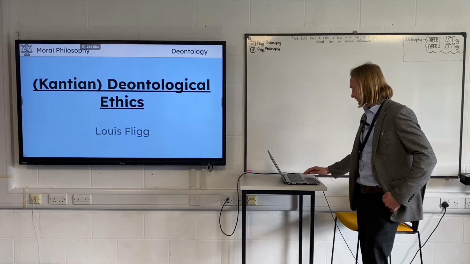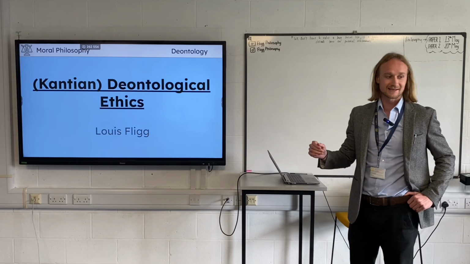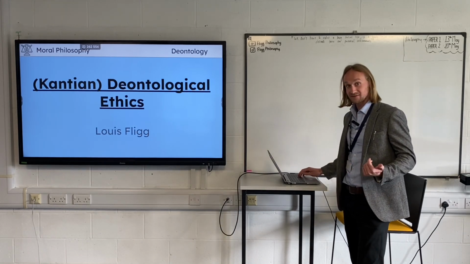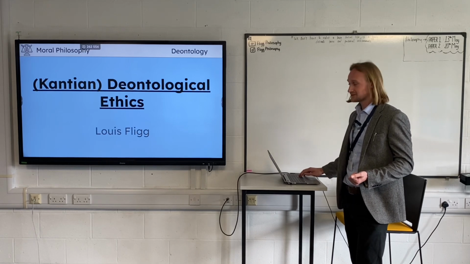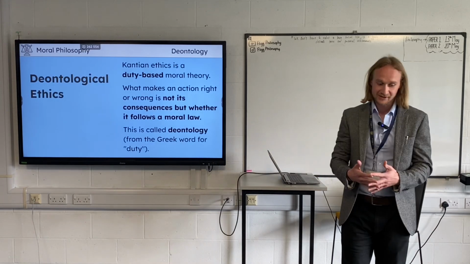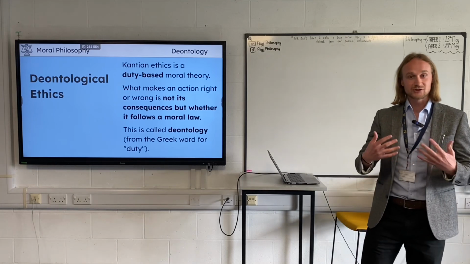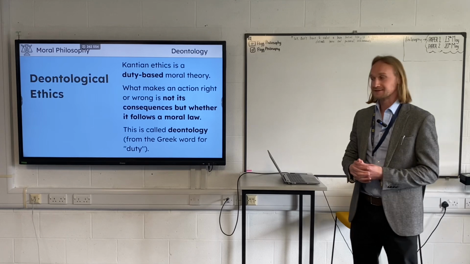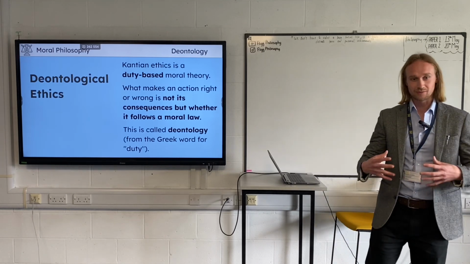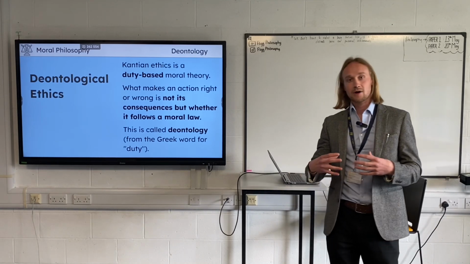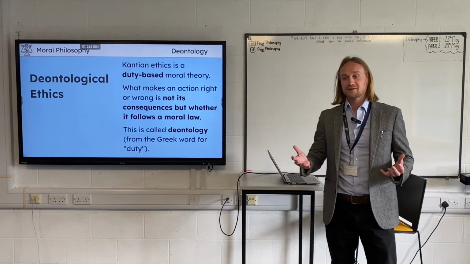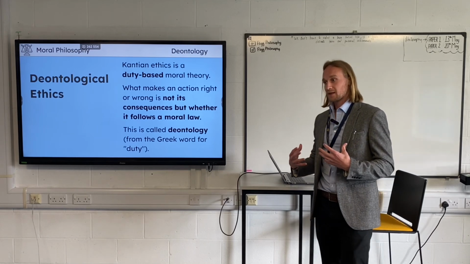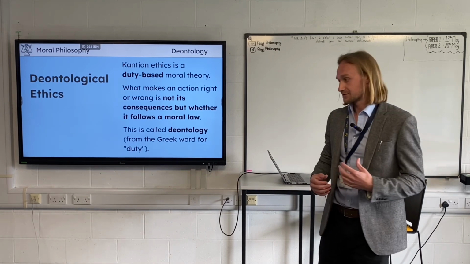So, deontological ethics, otherwise known as Kantian ethics. This is going to be our second normative ethical theory, which we're going to look at in A Level Philosophy. Deontological ethics is a duty-based ethical theory. It comes from Kant's Critique of Pure Reason. For Kant, he was a moral realist who thought that morals were fundamental laws, and we have a duty to follow these moral laws.